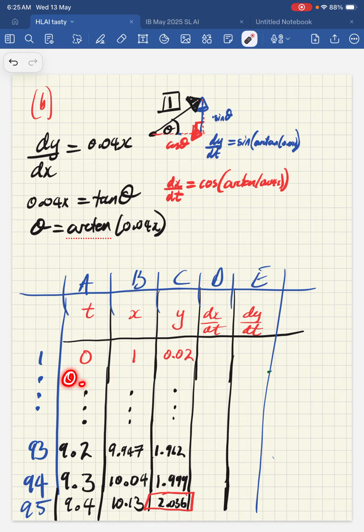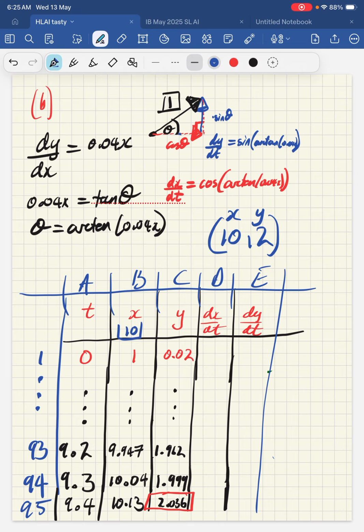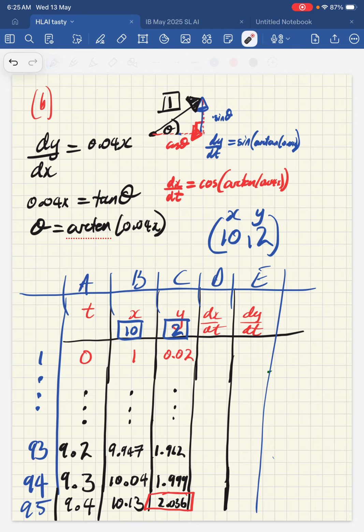I managed to get to 10.04, right, because the question says we have to get to 10, 2 for the snail. That's the x and y. So for the x, we're trying to head to 10, and for the y, we're trying to get to 2 above the ground. And you can see my results are here. I definitely got to 10 meters for the x at 9.3 seconds, but that gave me a 1.999. So pretty much 9.3. Remember, this is an approximation. So 9.3 seconds or 9.4 seconds. Okay, final piece.